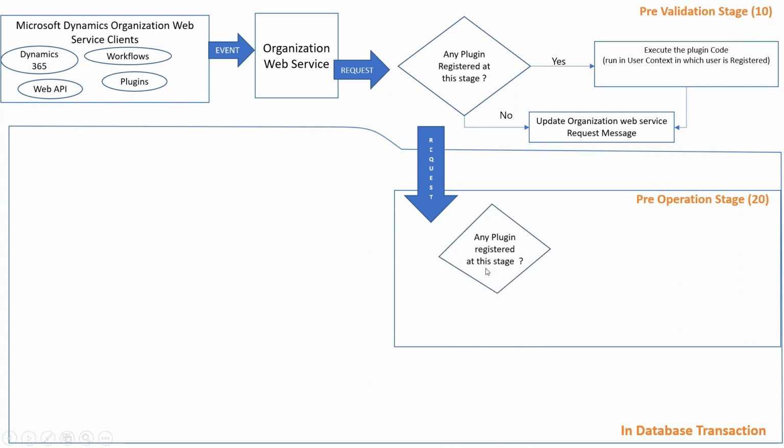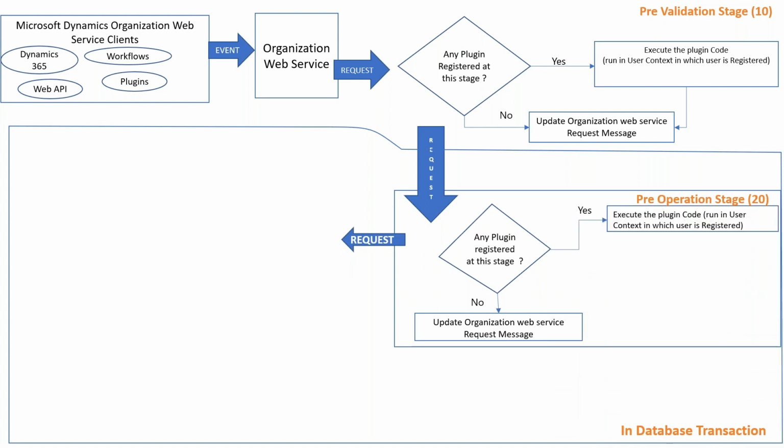It will check whether any plugin is registered in this stage. If no plugin is registered, it will again pass the updated organization web service request message, whatever message you have passed. If any plugin is found at pre-operation, it will execute the plugin code, and it will run in the context of the registered user. Same here also.